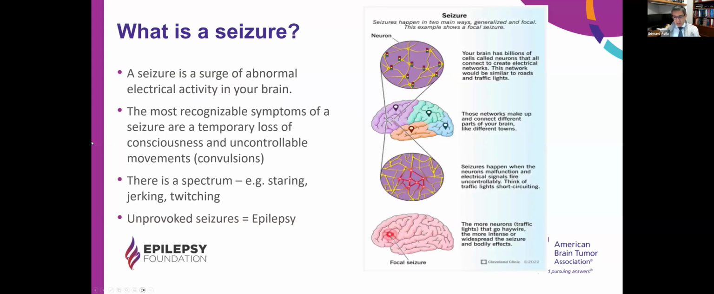So what is a seizure? These slides and some of these pictures are from the Epilepsy Foundation, which I find to be an excellent resource for both providers as well as patients and caregivers. If you want to jot that down, there's a ton of information, and I'm just touching on some of it here. A seizure is a surge of abnormal electrical activity in the brain.